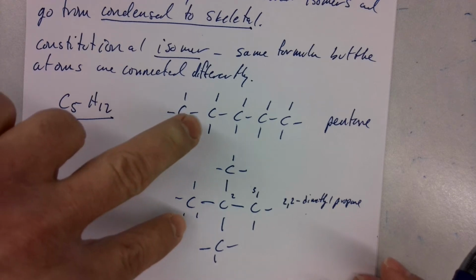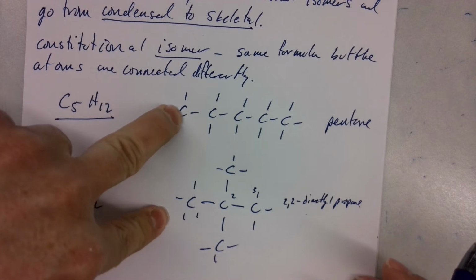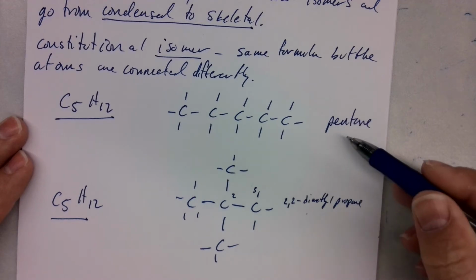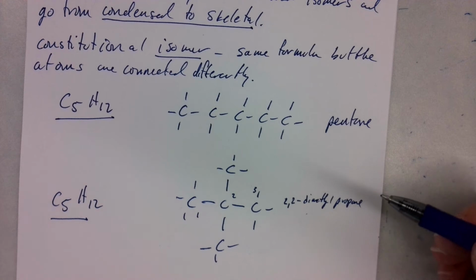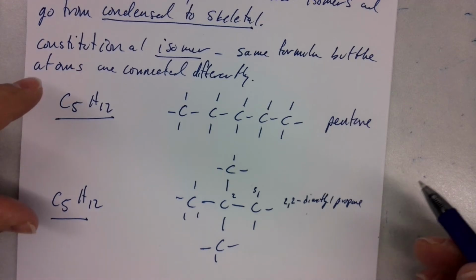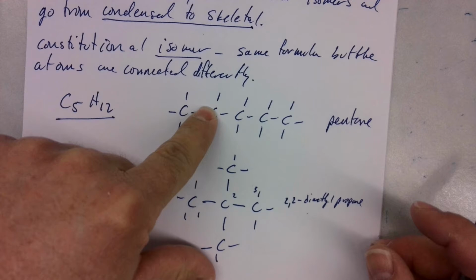But they are arranged differently, and I can know that one of two ways. One way is I can look at that and say they're obviously not the same. The other way is they're going to have a different what? If they're bonded together differently, they're going to have a different name. Does that make sense? Okay? So just to understand, same formula, bonded together differently.